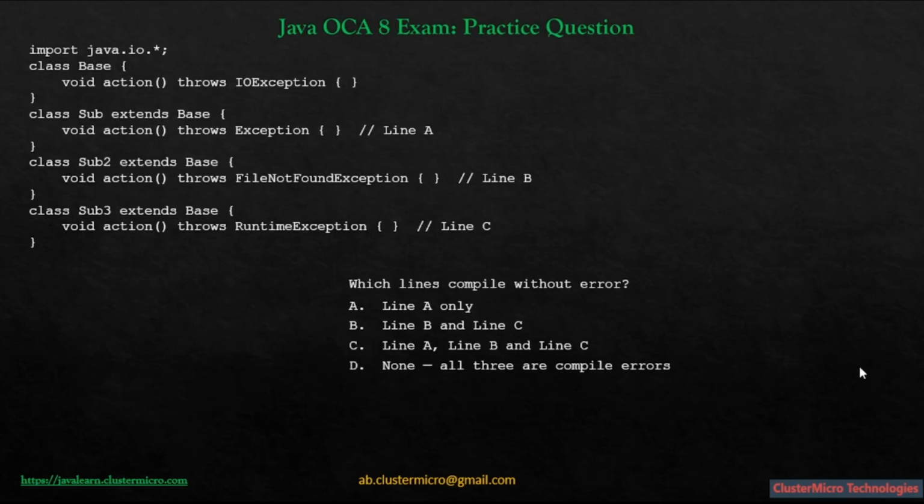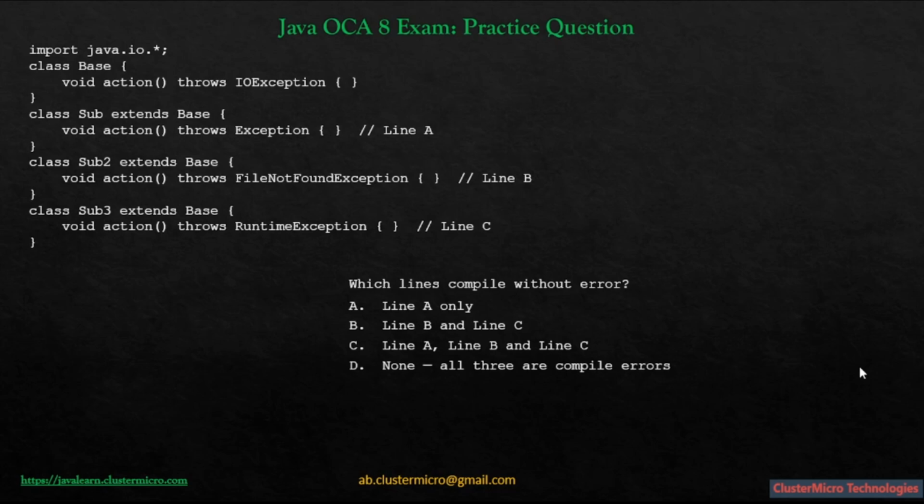So the practice question answer is actually B, line B and line C. So this question actually tests exception rules in method overriding. Okay, start with parent class Base. Its method declares throws IOException. In class Sub, void action throws Exception. So Exception is broader than IOException. That means the child method is trying to throw more general exceptions than the parent promised. Any code calling Base.action is also prepared for IOException, not all Exceptions. So it will lead to compile time error.